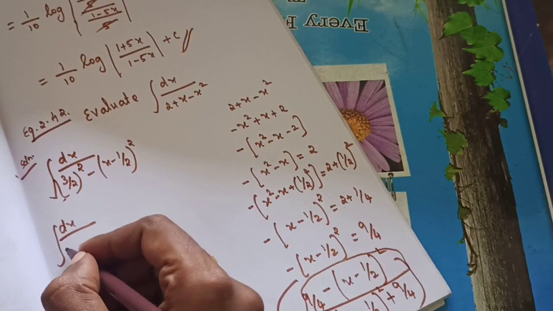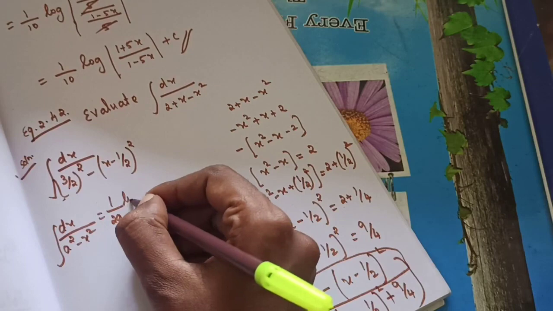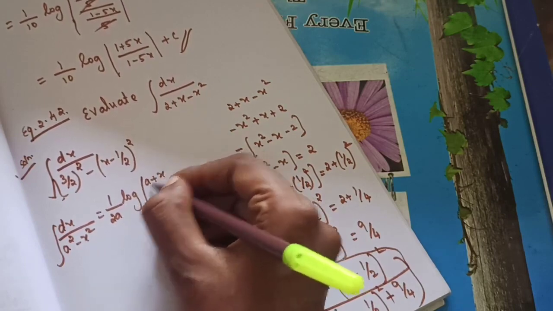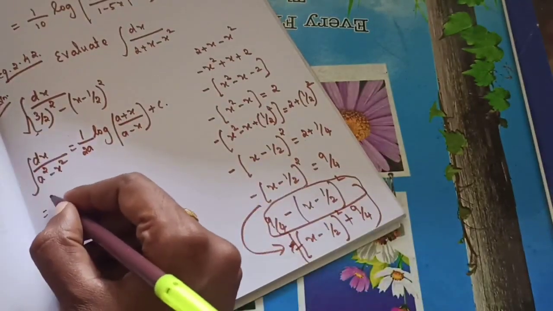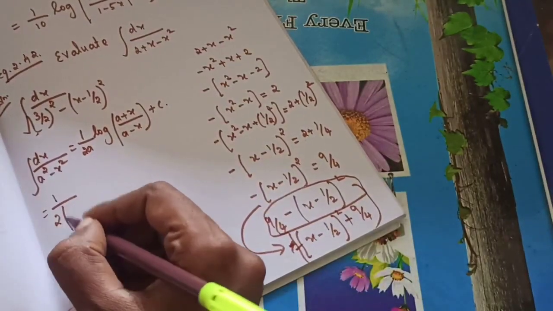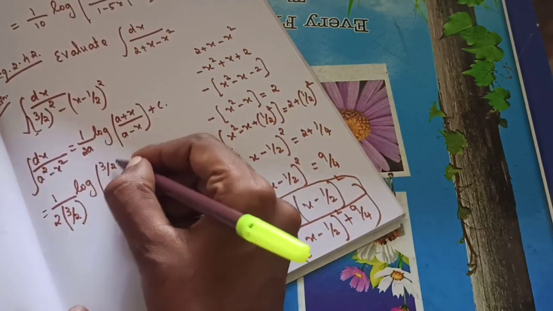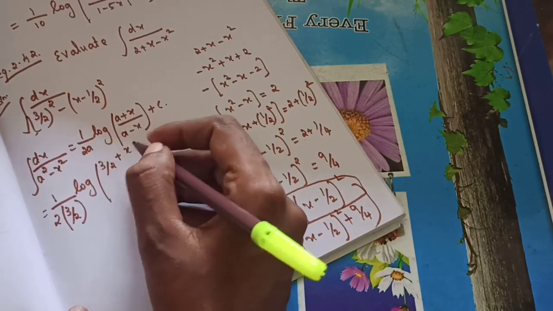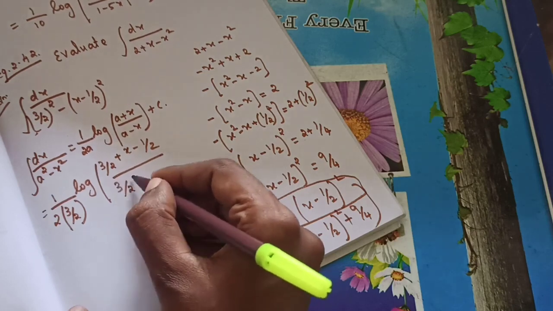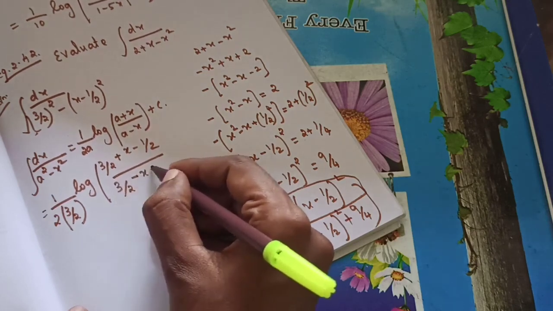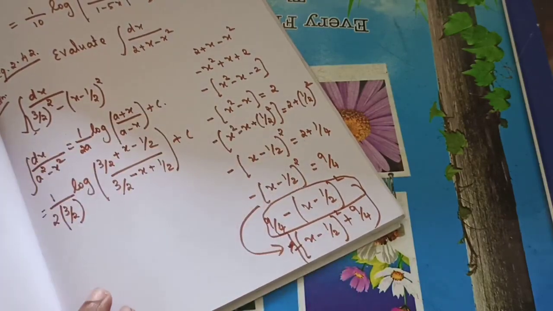Now you can use the formula. Integral of dx divided by a square minus x square is equal to 1 by 2a into log of a plus x divided by a minus x plus c. So, shall we substitute? That is equal to 1 by 2 into a value 3 by 2, log of a value 3 by 2 plus x minus 1 by 2 divided by 3 by 2 minus of x, minus into minus plus 1 by 2. See, carefully you need to substitute, very carefully you need to substitute.